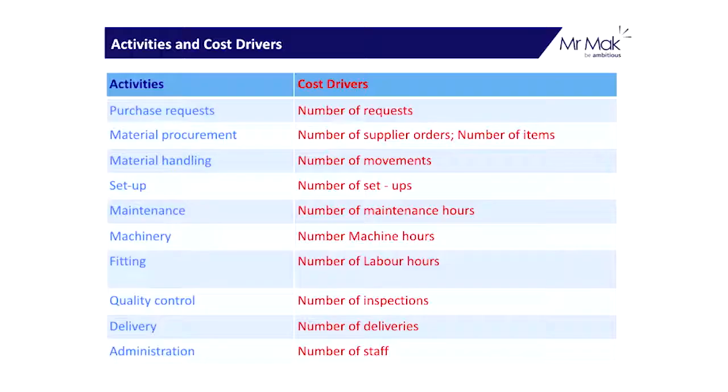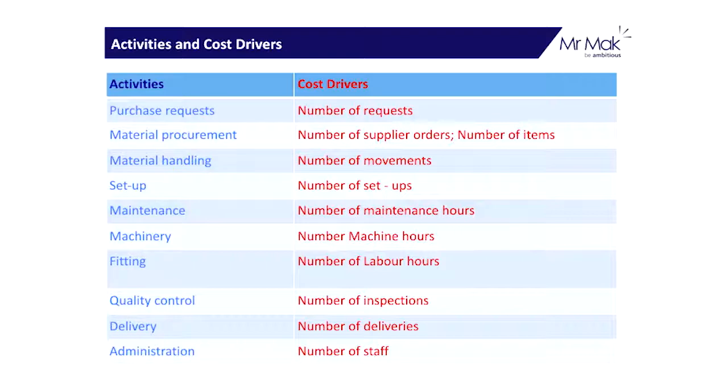So let me take you through some of the activities that are identified in this method and how this is linked directly to the cost drivers. What are some of the activities you may come across and the cost drivers? Let's go through some examples. Activities may include purchase requests. And what will drive these? What will the cost driver be? Obviously the number of requests. An activity may include material procurement. And what will the cost driver be here? The number of supplier orders or the number of items.